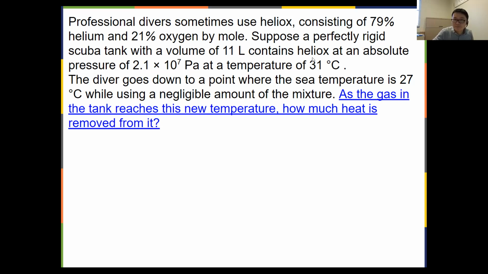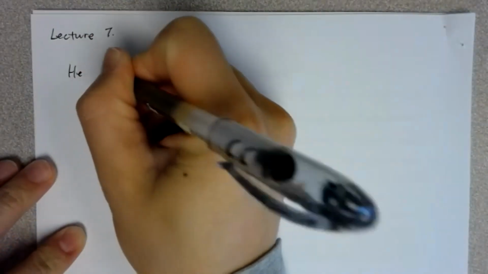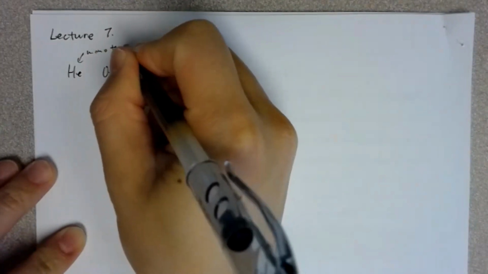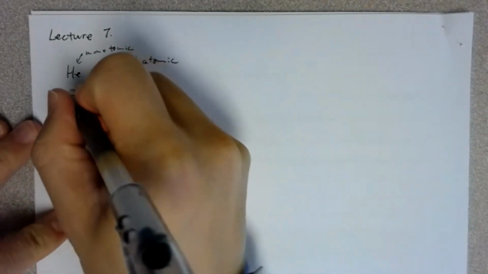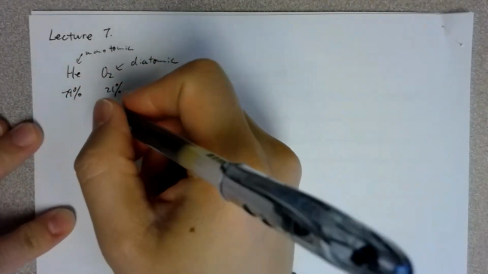Okay, so let's take a look at the paper I have here and see what we know about this problem and what we don't know. So there's helium and there's oxygen. Helium is monatomic, right? And oxygen is diatomic. 79% helium, 21% oxygen by mole.